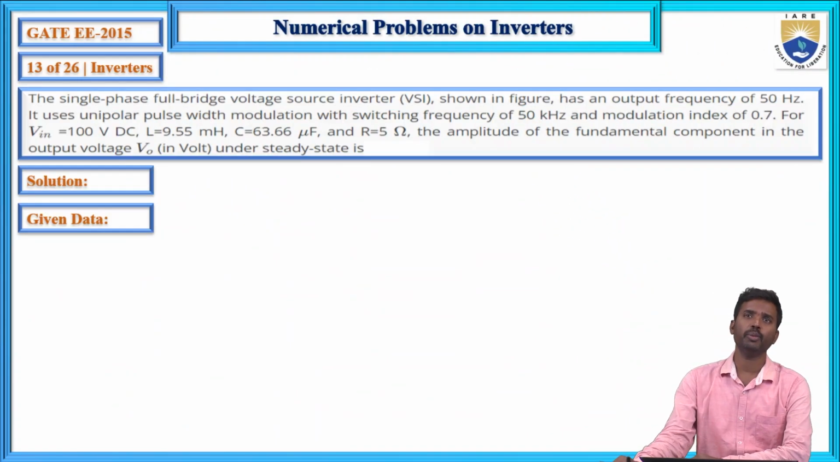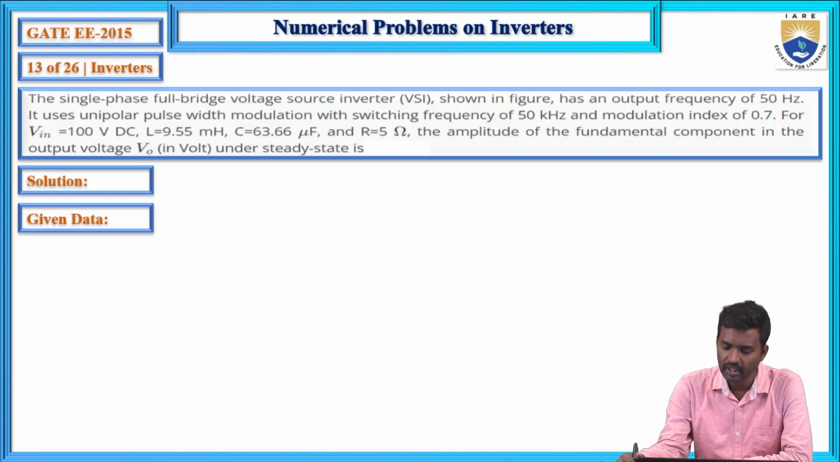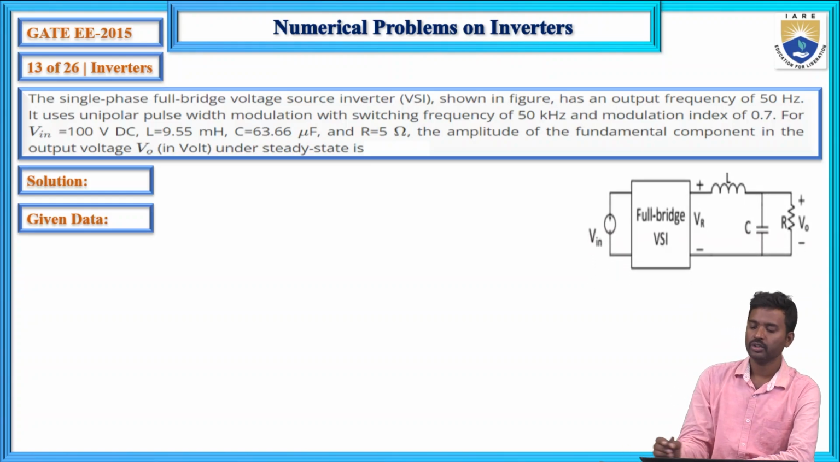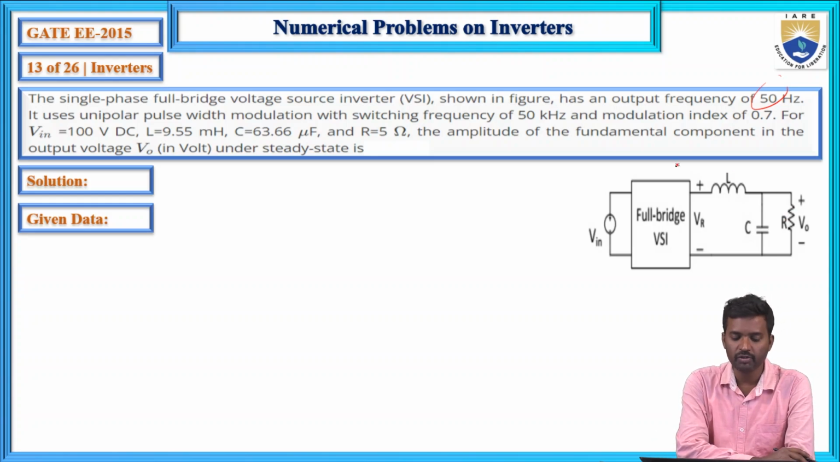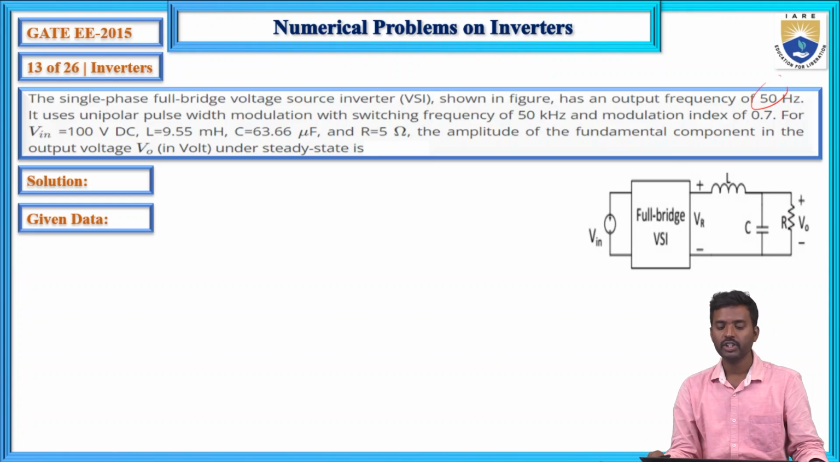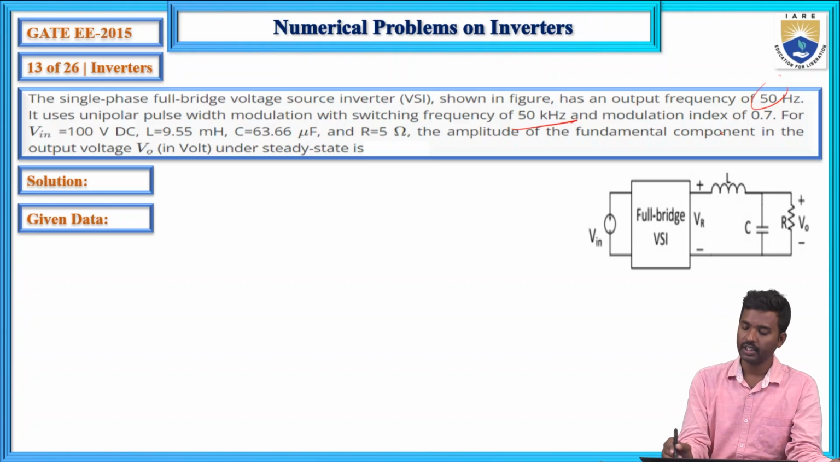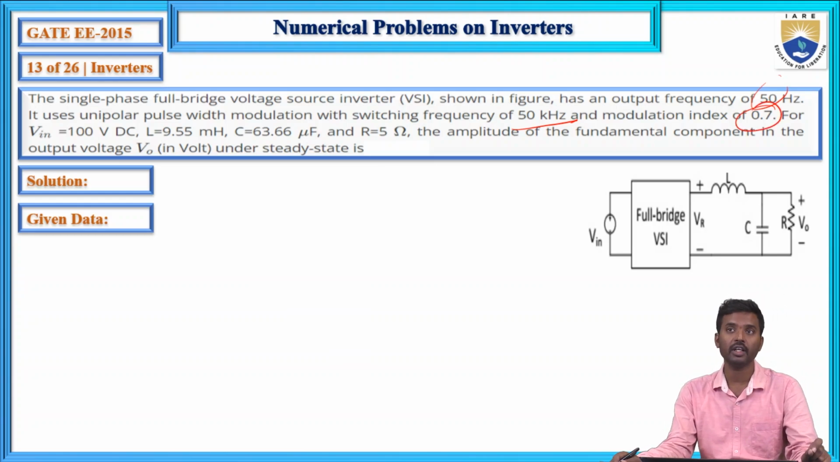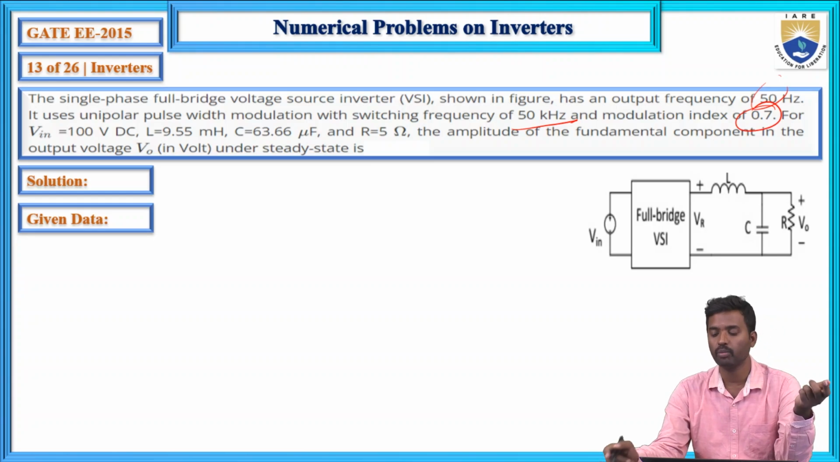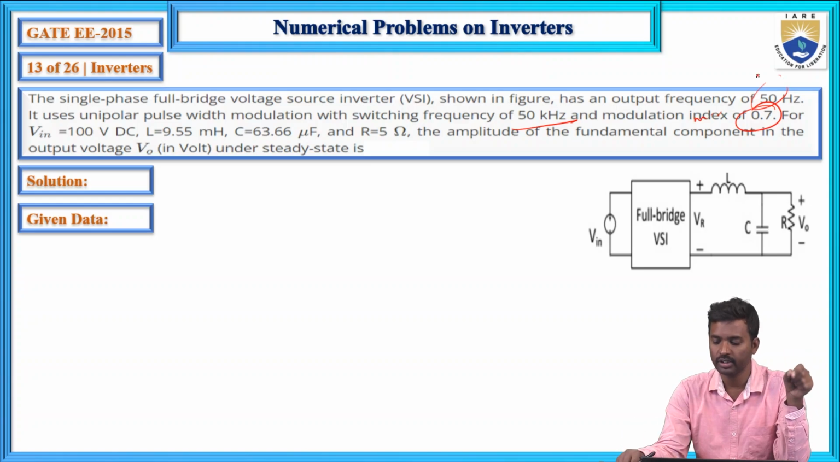A single phase full bridge voltage source inverter, that is VSI. The diagram has 4 thyristors and 4 diodes, and the output frequency is 50 Hz, with unipolar pulse width modulation, switching frequency 50 kHz, and modulation index 0.7. In the previous questions there was no modulation index. Here another extra term is the modulation index. In the output RMS voltage, you multiply by the modulation index M equals 0.7.